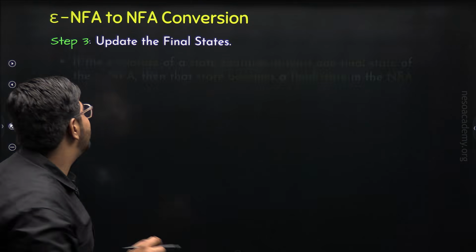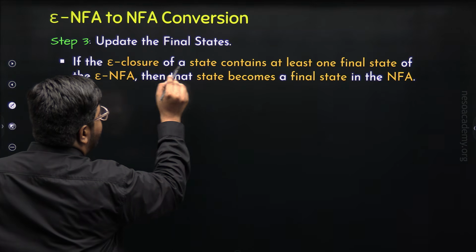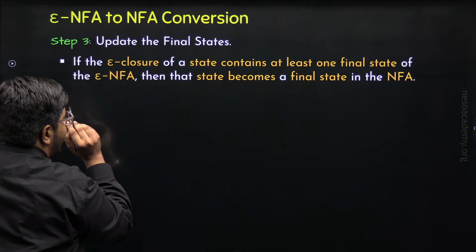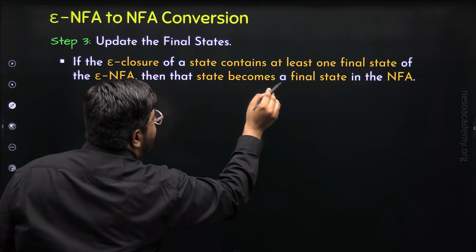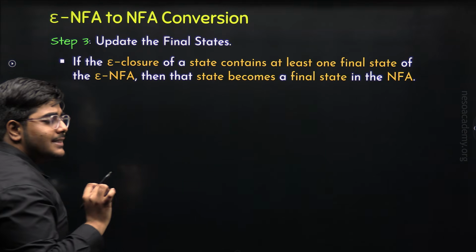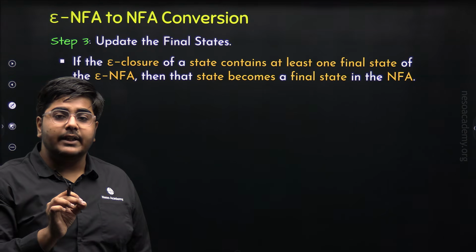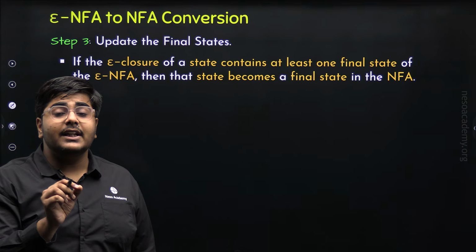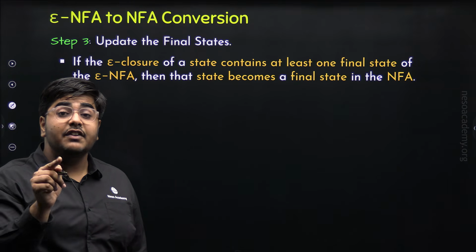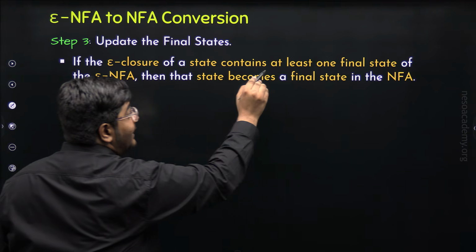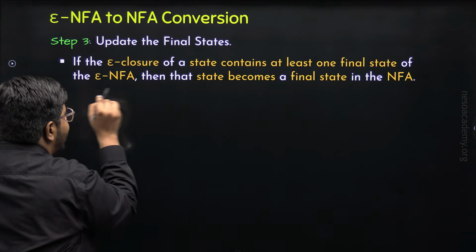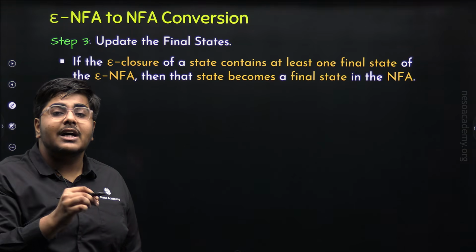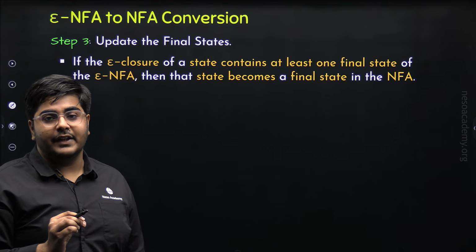Let's see how to find the final states. If the epsilon closure of a state contains at least one final state of the epsilon NFA, then that state becomes a final state in the NFA. What does that mean? Whenever we calculate the epsilon closure of any state of epsilon NFA, we will get a set of states. And if that set contains at least one final state of the epsilon NFA, then the state whose epsilon closure we are calculating becomes the final state of our resulting NFA.